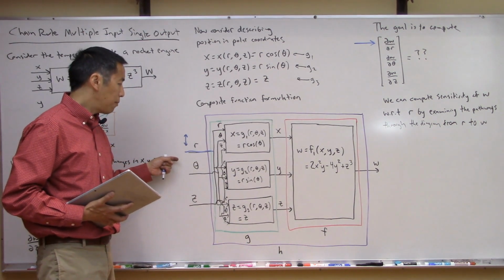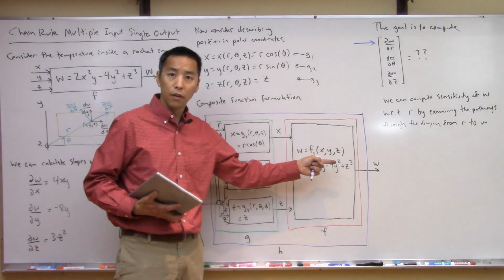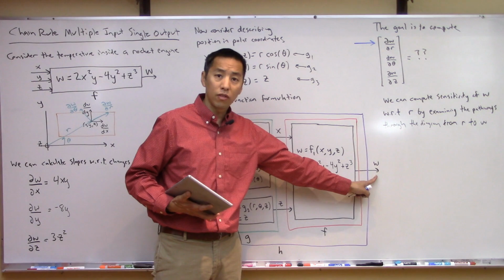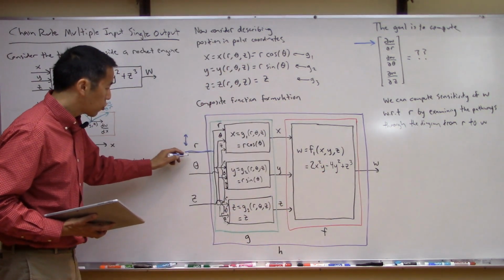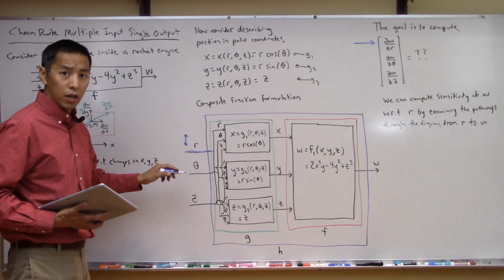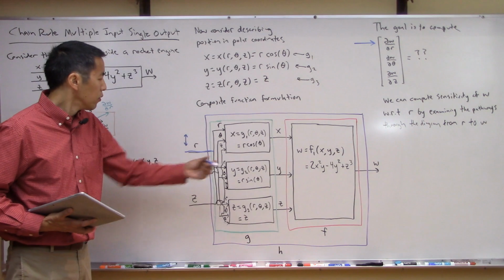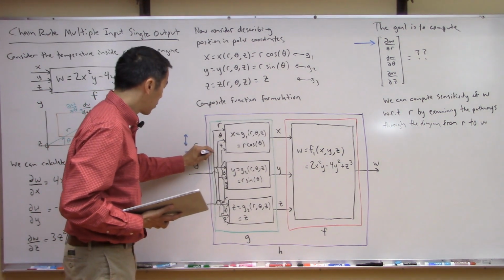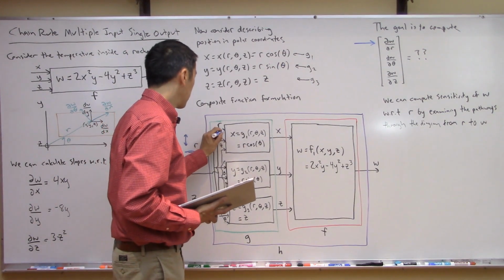I now need to propagate this variation through the entire function to see how it affects the output, okay? So what we have to do is trace every pathway through here from r to the output. So for example, let's start. Let's go up through here. So there's this through here. It's going to come through the function.